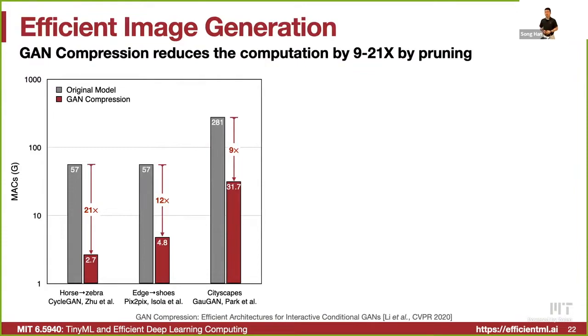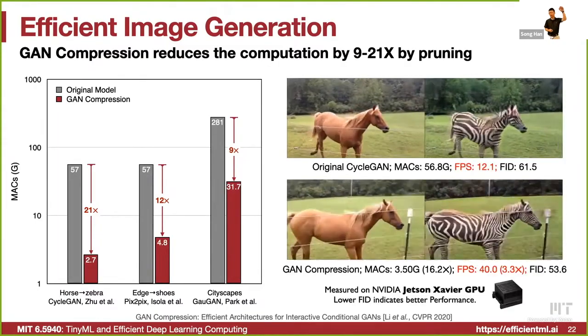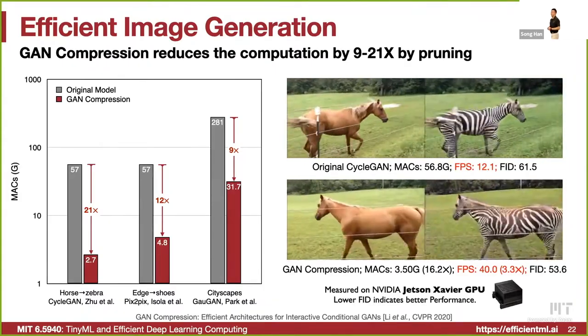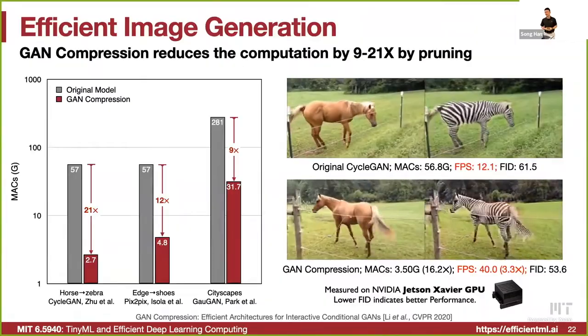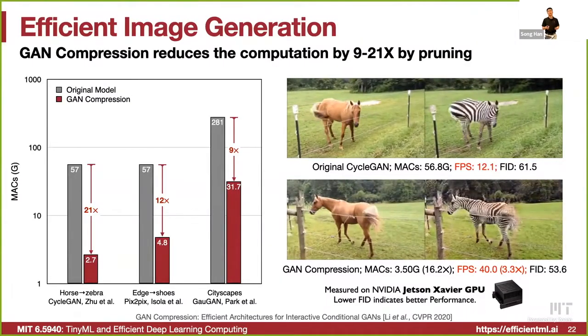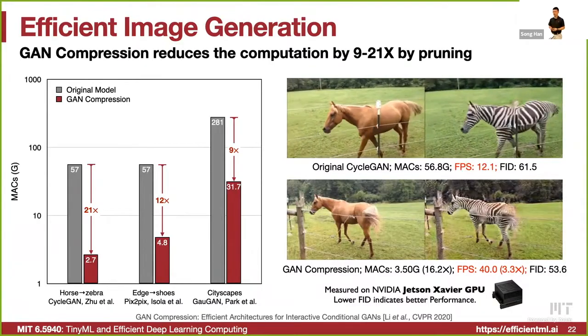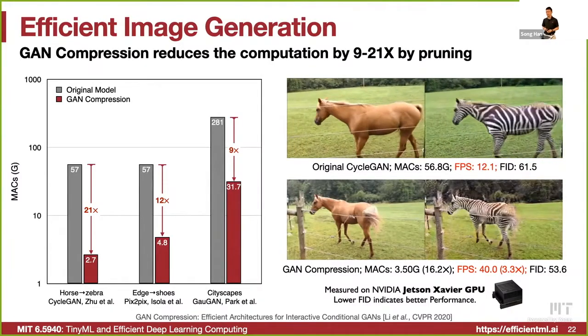We did a couple of projects we're going to introduce in this lecture, such as GAN Compression. We can reduce the computation by 21 to 9 times. This is before compression and after compression, turning a horse into a zebra. Previously, it was running about 12 frames per second. Now it can run 40 frames per second. We're going to introduce techniques to achieve that.